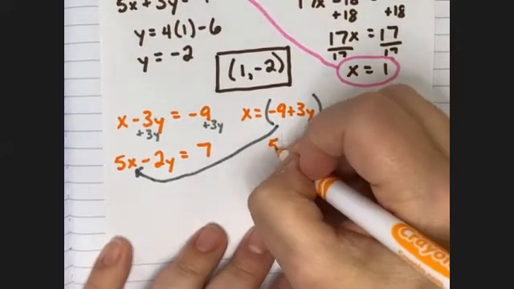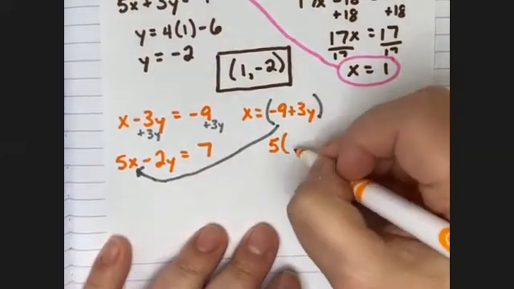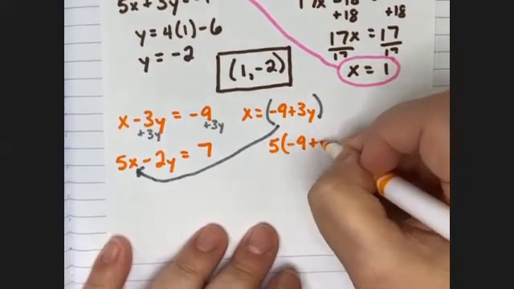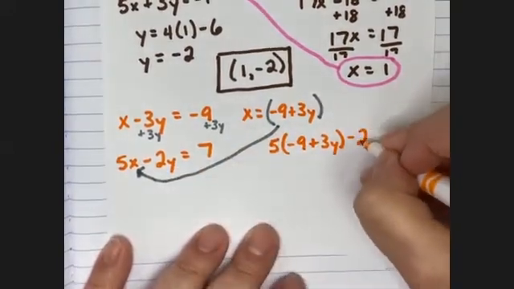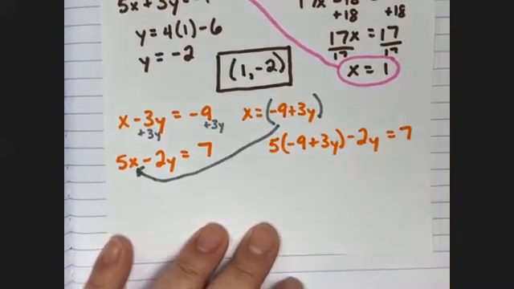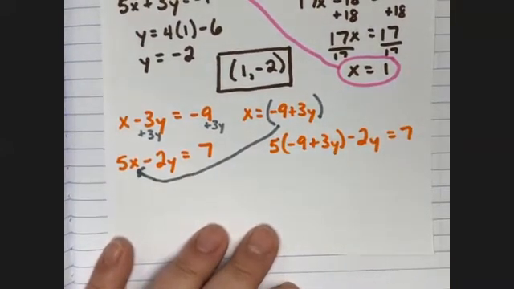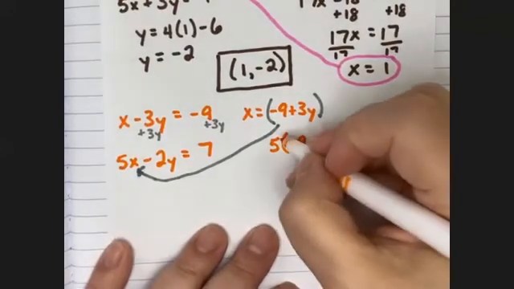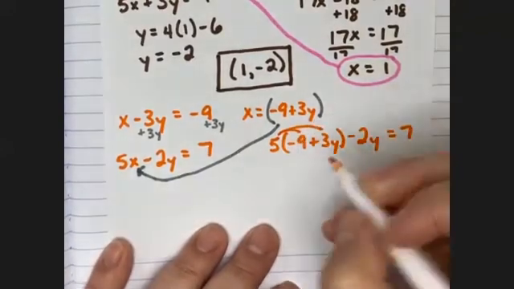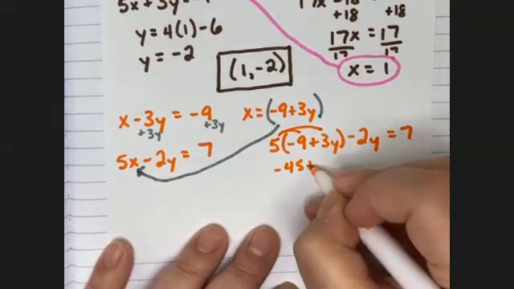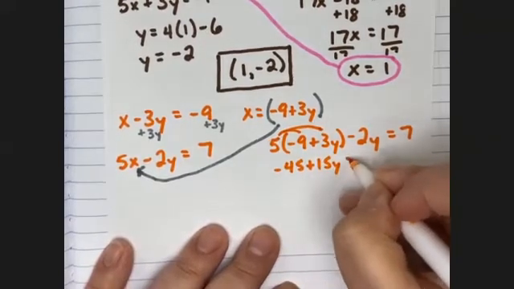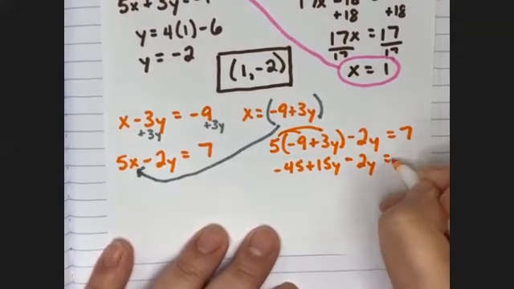So I have 5, and then in parentheses, instead of an x, I'm going to go -9 plus 3y. And I'm finishing this one out, minus 2y equals 7. And once again, if you wanted to do y1, y2, you could. I'm just going to knock this out by hand really quick. So I have -45 plus 15y minus 2y equals 7.